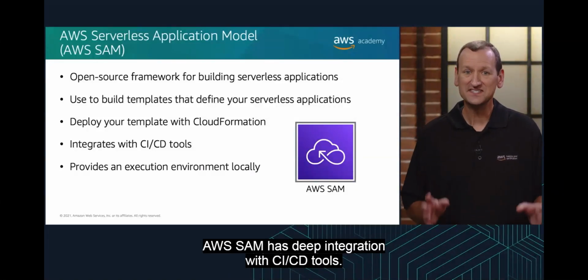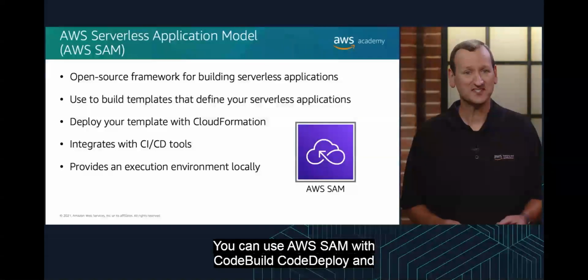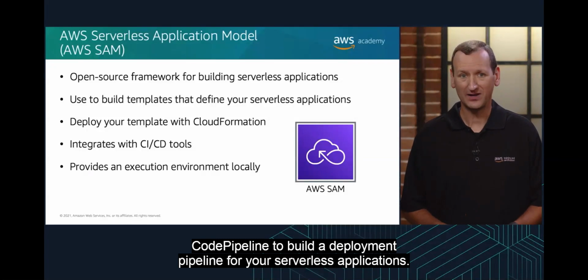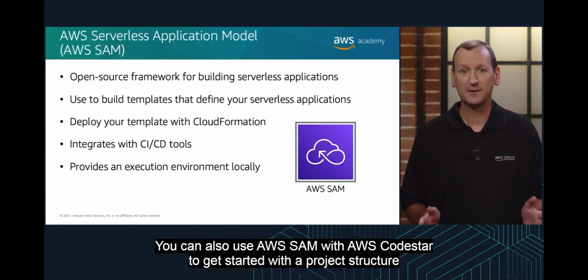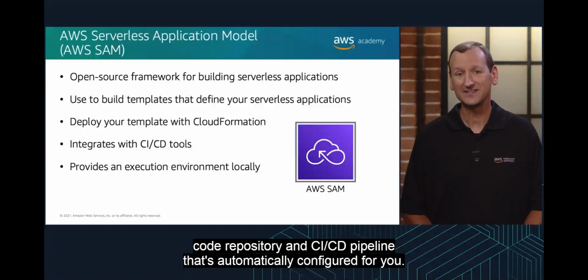AWS SAM has deep integration with CI/CD tools. You can use AWS SAM with CodeBuild, CodeDeploy, and CodePipeline to build a deployment pipeline for your serverless applications. You can also use AWS SAM with AWS CodeStar to get started with a project structure, code repository, and CI/CD pipeline that's automatically configured for you.